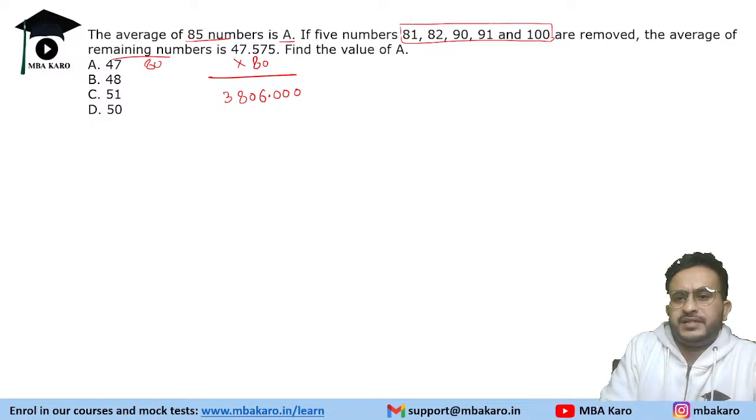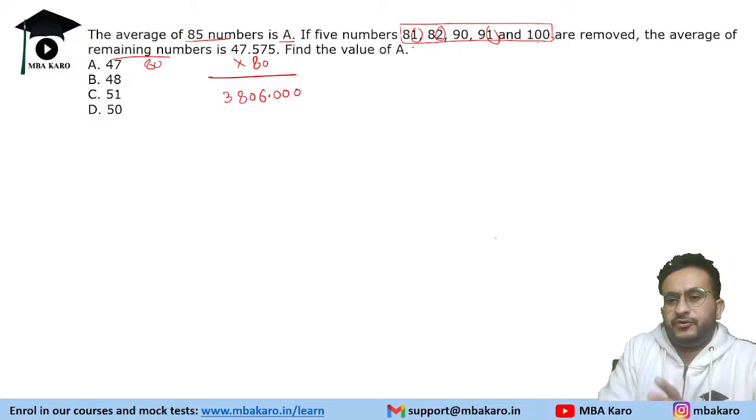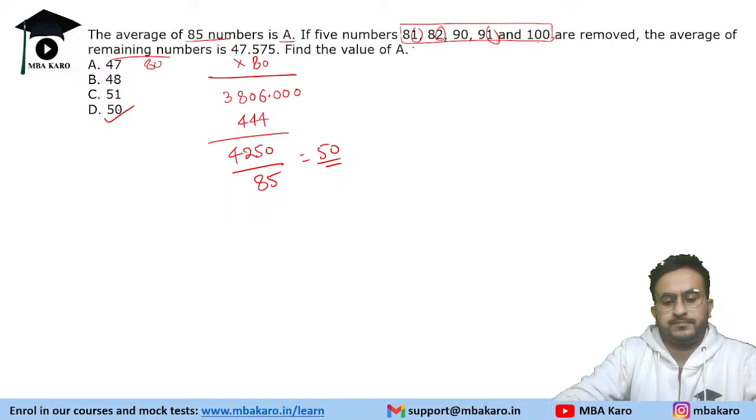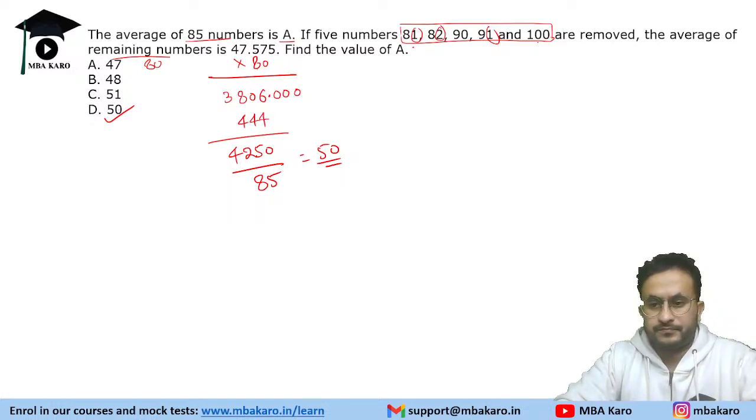There are 5 numbers that need to be added, right? So it is now how to add numbers fast. So ignore the zero part. 8 8 16, 16 34 and 42. So 4, 16 34 44, 444. So this is 444. So grand total is 4250 and these numbers are 85. So your average will turn out to be 50. Okay, this will be 50.